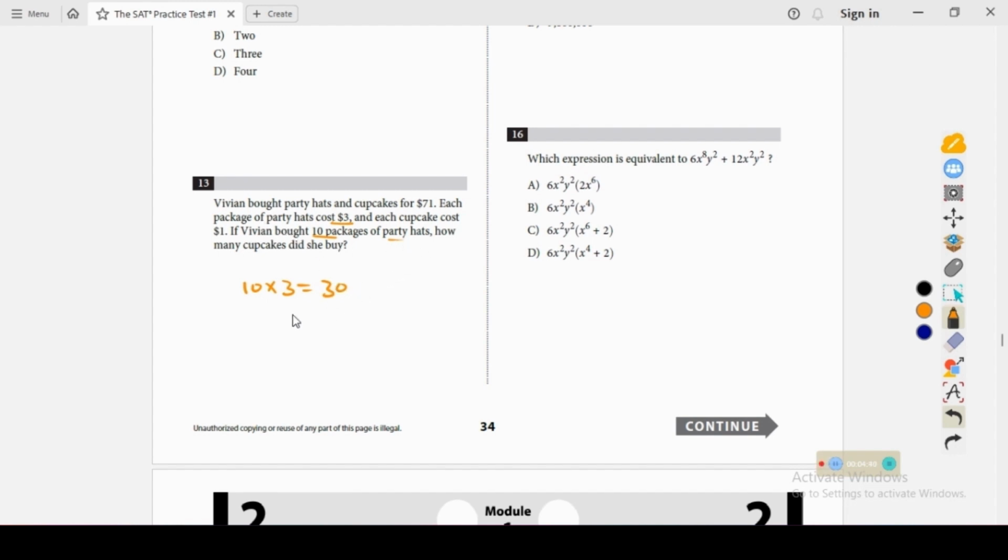What is the remaining amount? The remaining amount is 71 minus 30, which equals $41. Since each cupcake costs $1, Vivaan bought 41 cupcakes. Okay.